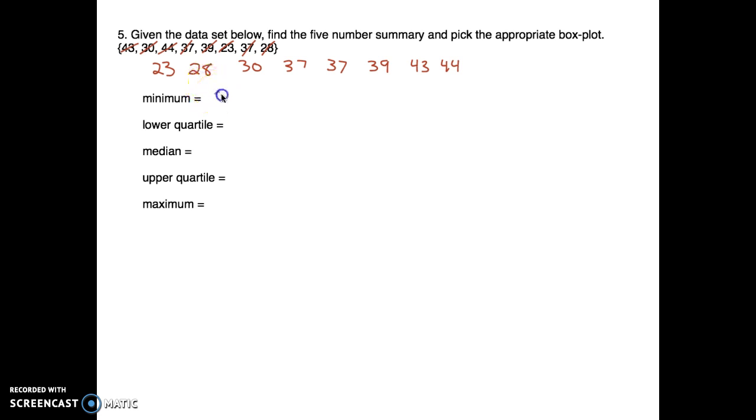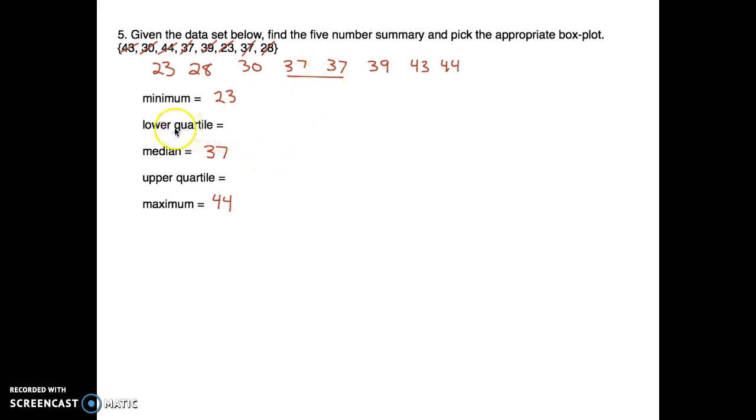So the minimum number is going to be 23. It's the smallest number. The maximum is going to be 44. And the median, the number in the middle, we're going to have 2 middle numbers. So the average of those 2 is 37.